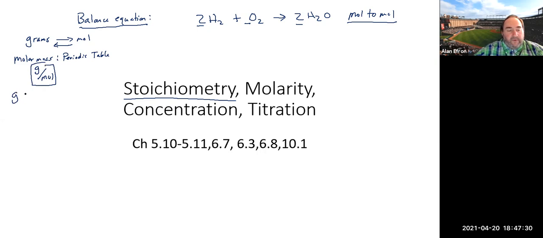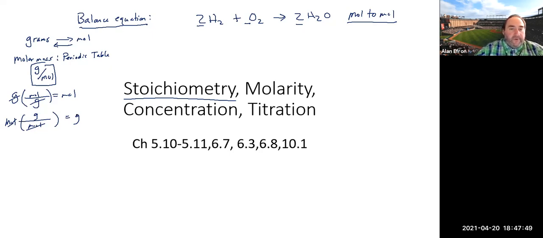Obviously, if we're starting with grams, we're going to divide by the molar mass to get moles, as the grams would cancel. If we had moles and we wanted grams, we would multiply by the molar mass, and that would get us grams. So how does that relate to the mole to mole relationship?